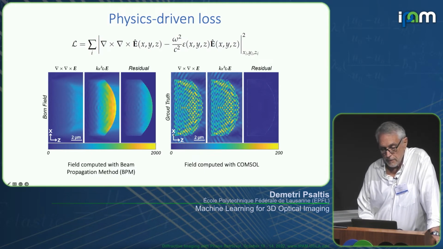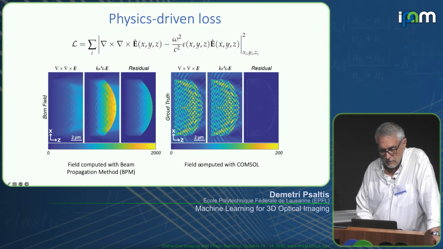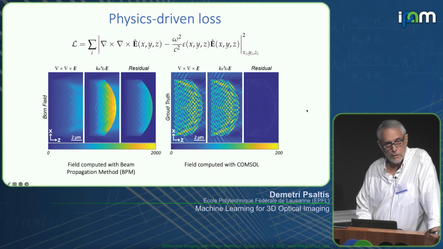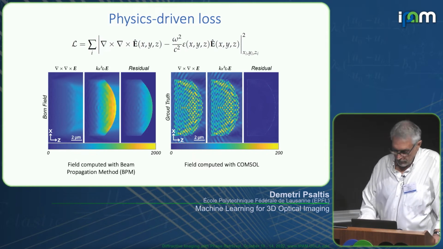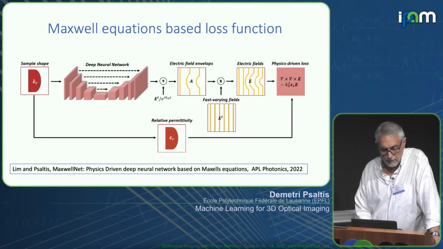And you can use this error. So if you instead use COMSOL, the first term here, the curl of the E, is this, and the other term, epsilon times E, is this, and the two match pretty well, and you get zero. That's beautiful, because the technique says, okay, I can tell whether I'm using BPM or COMSOL. And I want the network to be more like COMSOL than BPM.